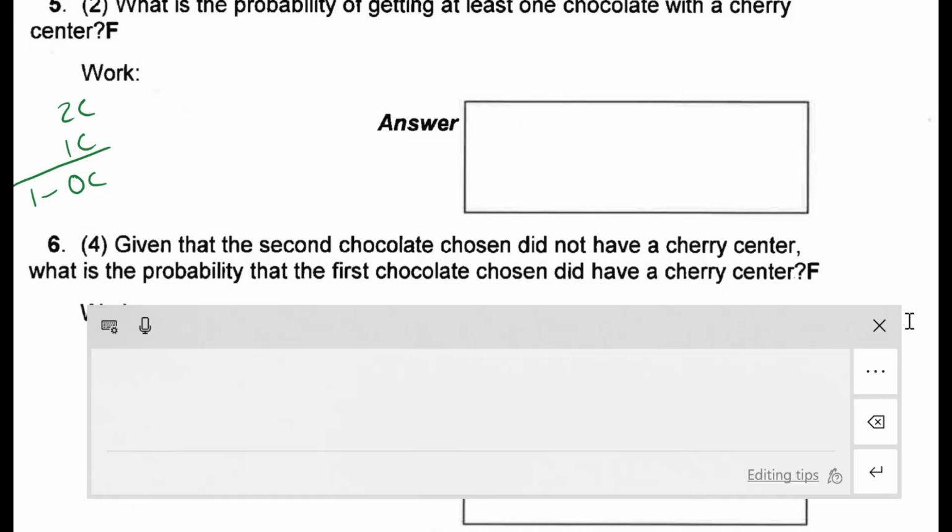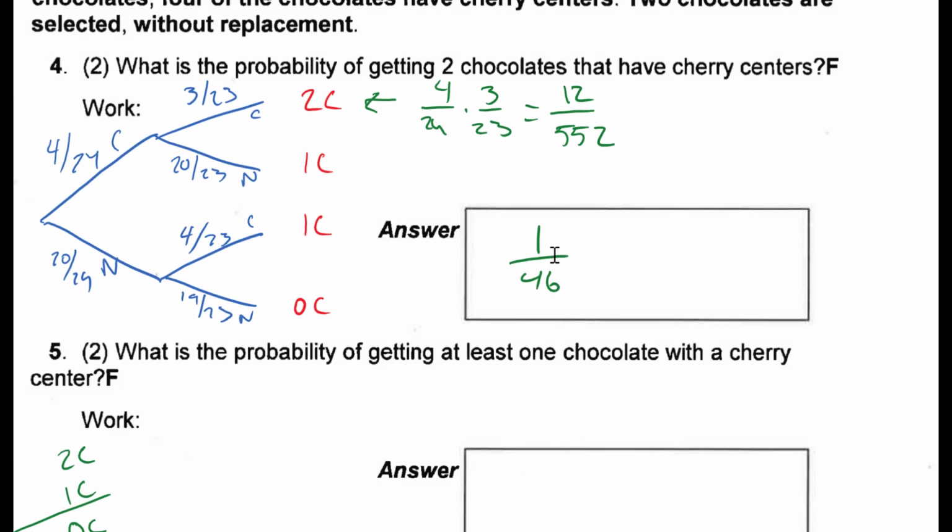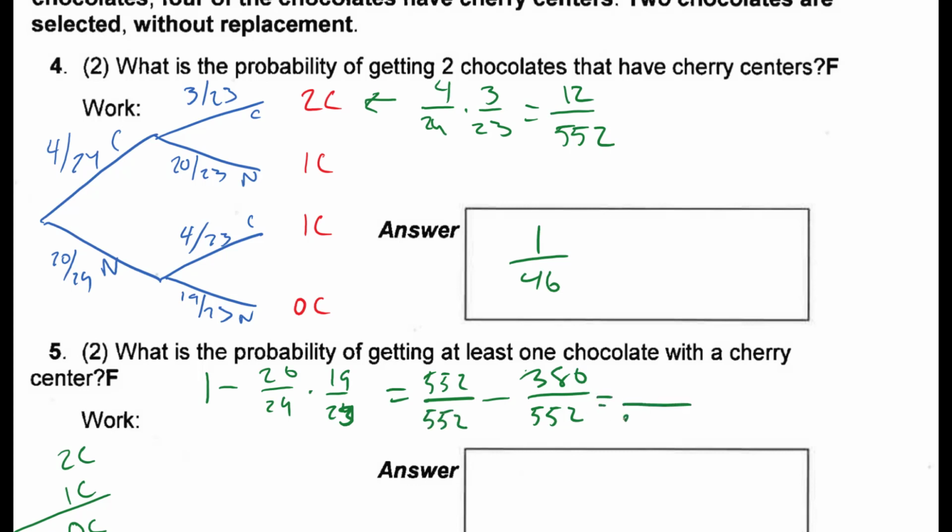Okay, so let's scroll up here. I just need to calculate this one. So that was 1 minus 20 over 24 times 19 over, excuse me, over 23. And I get that as being 380 over 552. So that'll be 552 over 552 minus 380 over 552, so I can just go across the top.